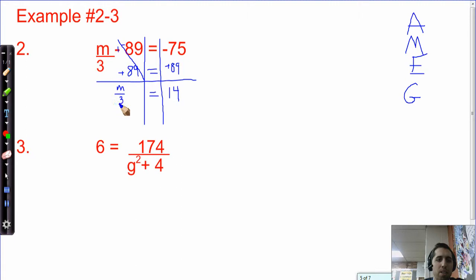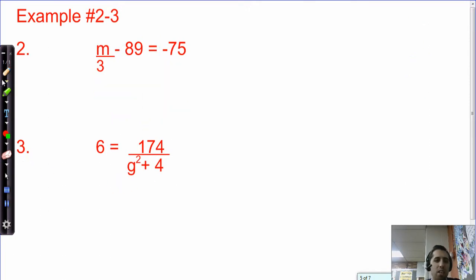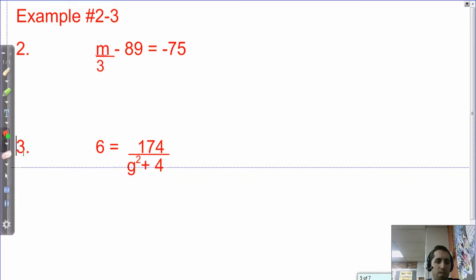The last step is to undo division by 3 by multiplying by 3. If we multiply both sides by 3, these cancel out, and we find out that m is just equal to 42. Hopefully that makes sense. Again, we just went through our equation solving steps, and we undid addition and subtraction before multiplication and division. Make sure you got that guy down, and we're going to move on to the next one.